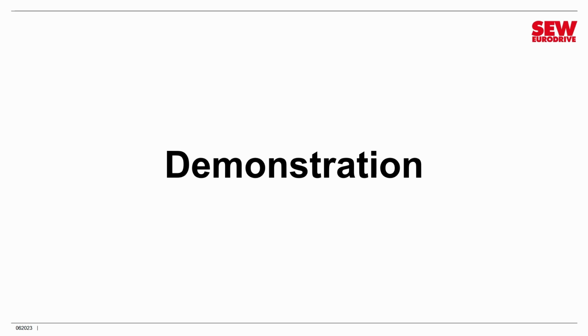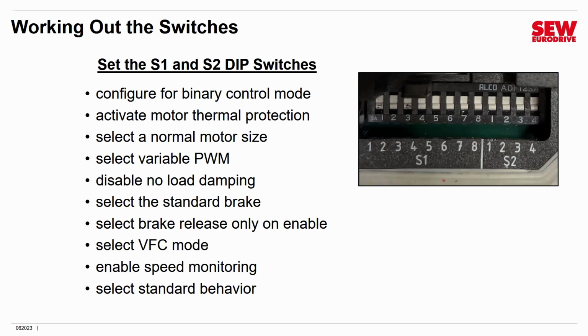All right, time for a demonstration. I will show you what you have to do to meet those instructions' requirements. So here are the instructions that we need to do. Let's just go through this one by one. How do we configure for binary control mode? We set the address to 0. So the address switches have to be all zeros, so they would be turned off.